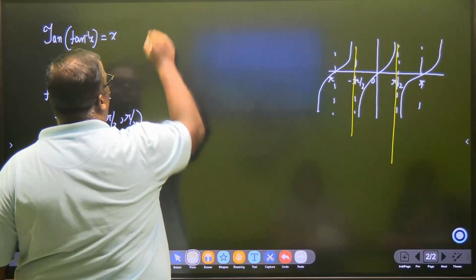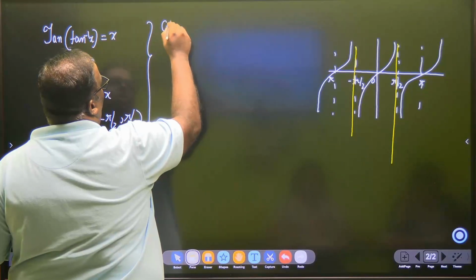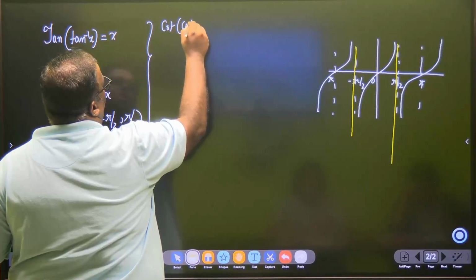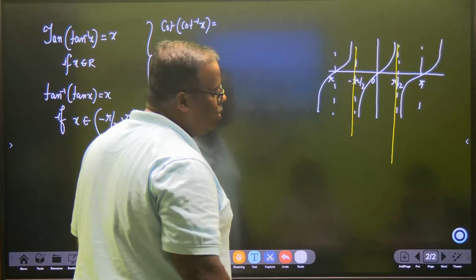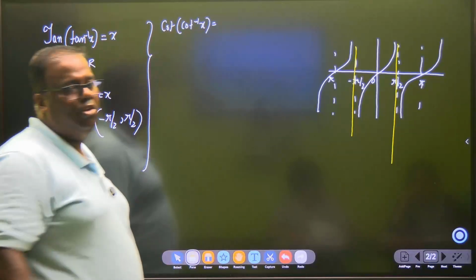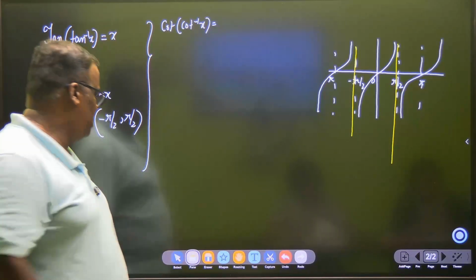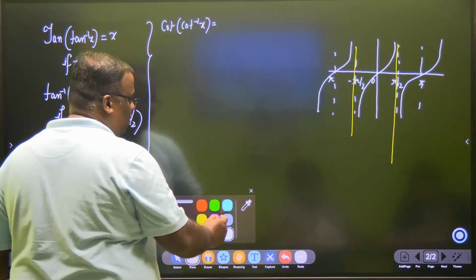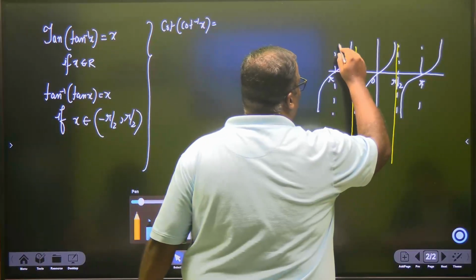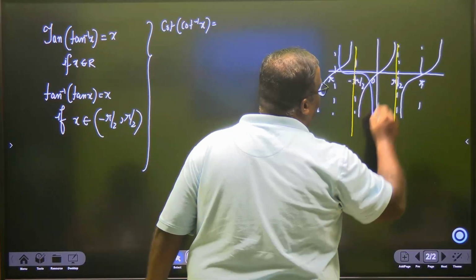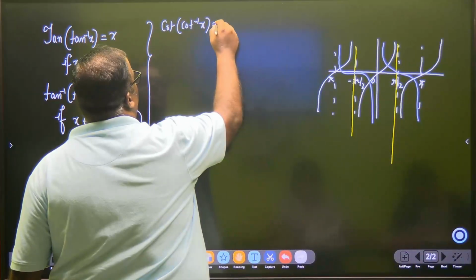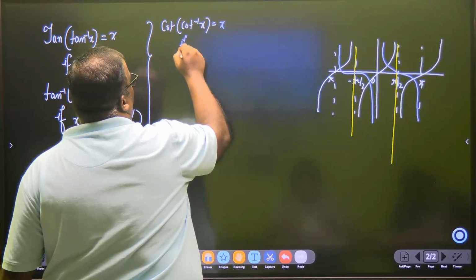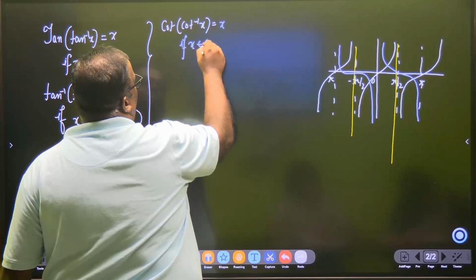Can you go for cot of cot inverse x? What does the cot function throw? The cot function will also throw you the real numbers. Yes, the cot function looks like this. The cot function will always be like this, like this. The cot function x, if x belongs to real numbers.